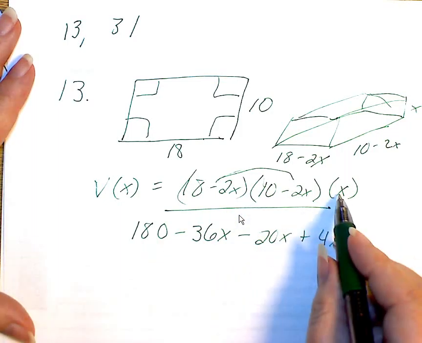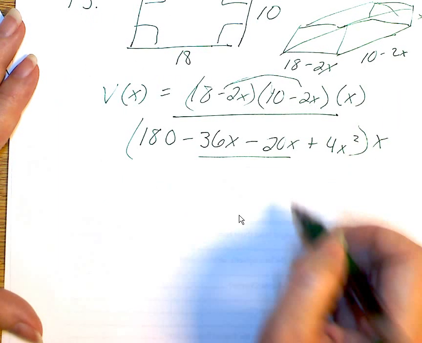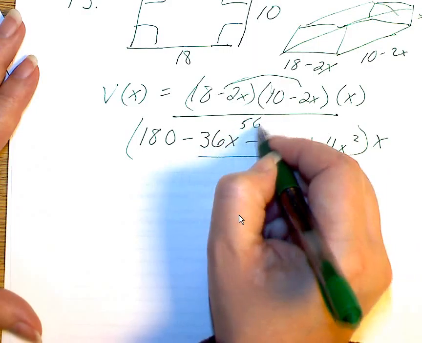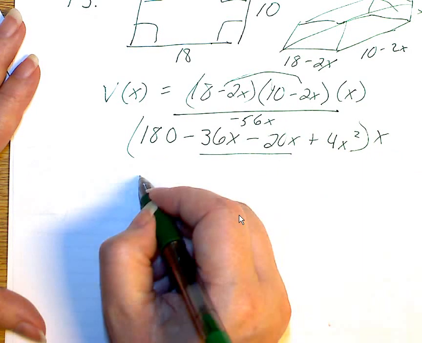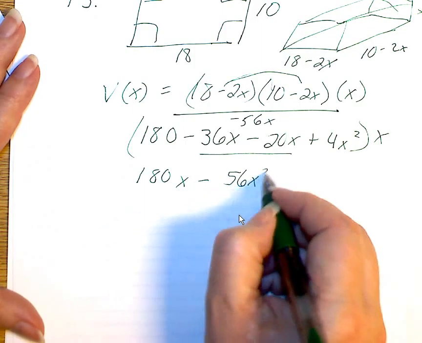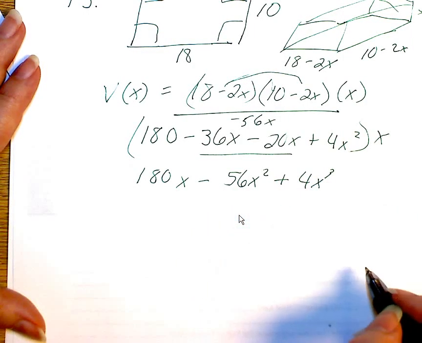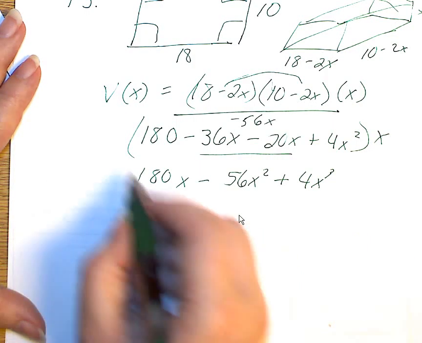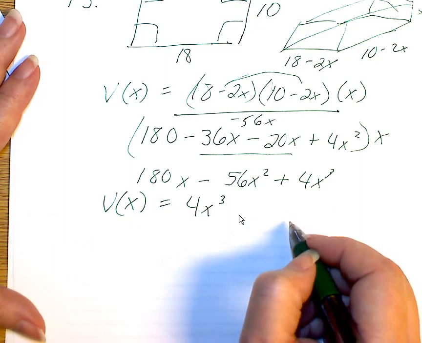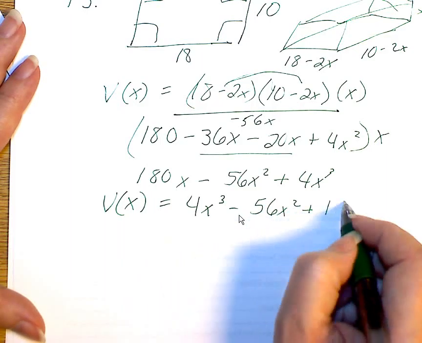Then I have to multiply everything still by my x. Actually, I should combine these two. This would be negative 56x. So multiplying it through, I have 180x minus 56x squared plus 4x cubed. Then you have to rearrange it to be greatest to least. So we have 4x cubed minus 56x squared plus 180x.